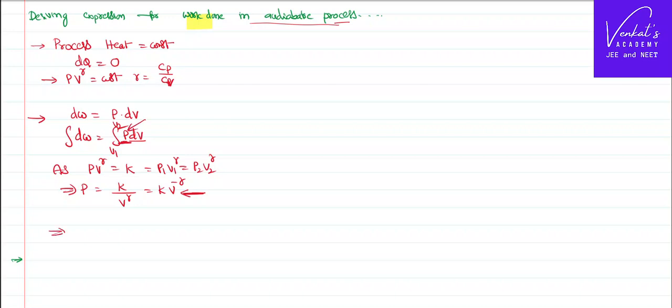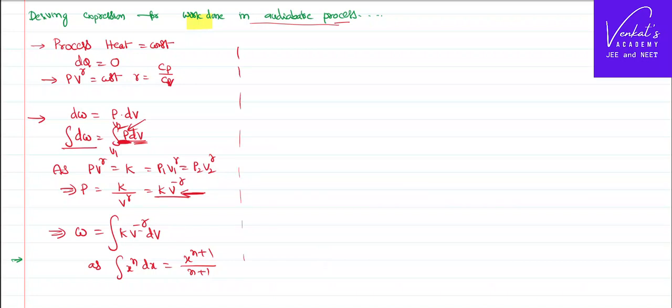Let us substitute this value of P in this equation here. That implies, tell me what happens. Integral of the differential of work done is the work done. Integral of, in the place of this P, I can write K V^(-gamma), and the remaining one is dV. Now we can use a formula of integration: integral of x^n dx equal to x^(n+1) by n+1. Here n is nothing but equal to minus gamma, right? So what happens if you simplify the equation? Yes, let's do that.